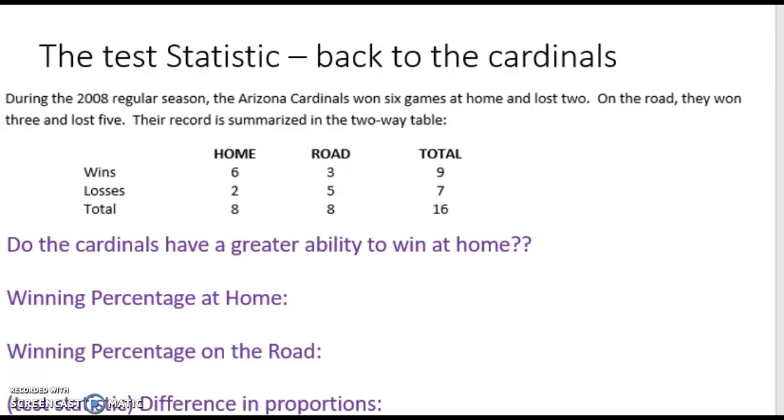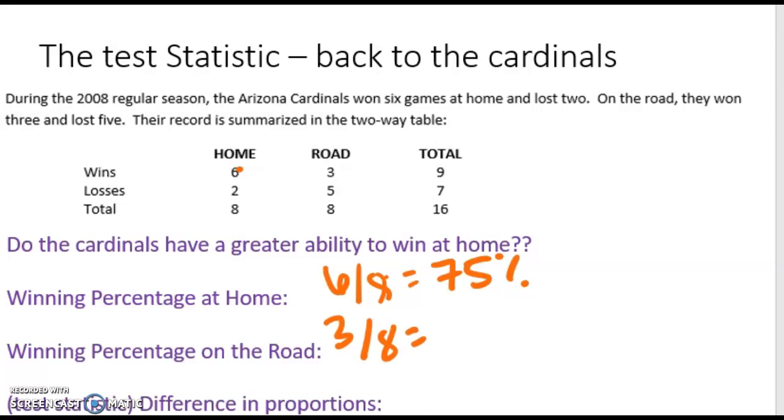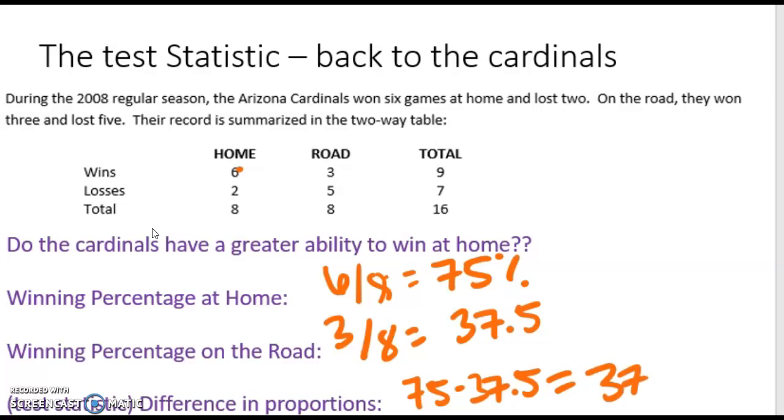Winning percentage at home, how many did they win? They won 6 out of how many total they played at home, which is 8, or 75%. On the road, they hit 3 out of 8, which is, calculator, 37.5%. So the difference is based on what you say your alternative hypothesis is. So if we're asking if the Cardinals have a greater ability to win at home, then we're going to do 75 minus 37.5. But if we were to ask if they have a greater ability to win on the road, then we would do vice versa, 37.5 minus 75. So your test statistic is going to be 37.5%.